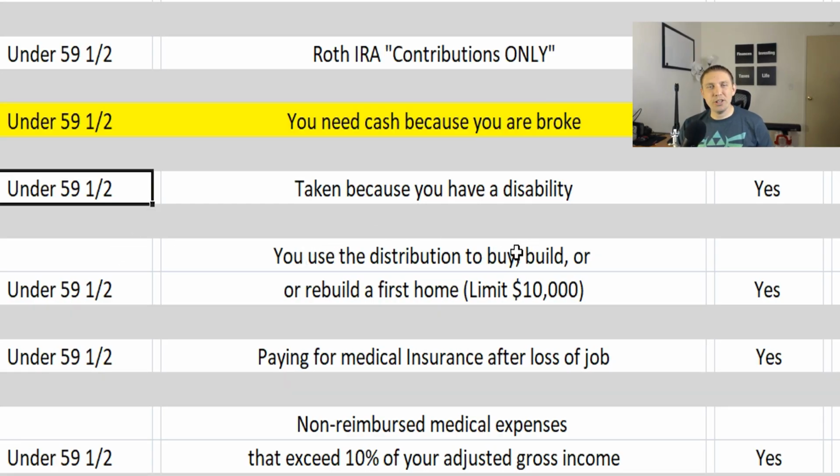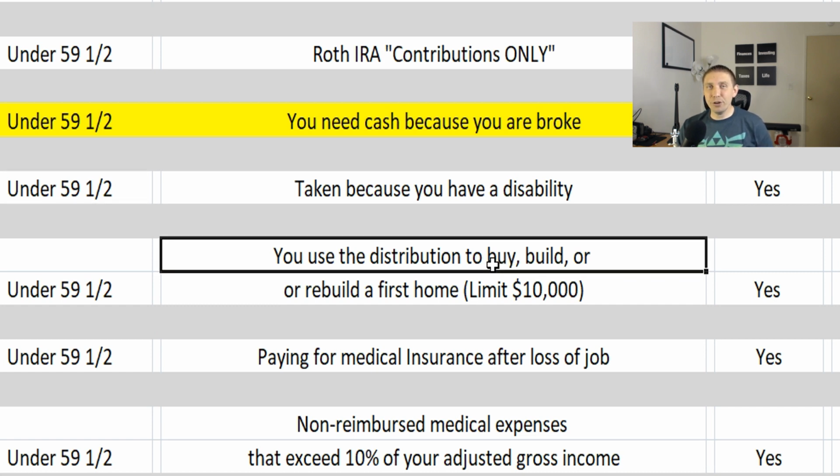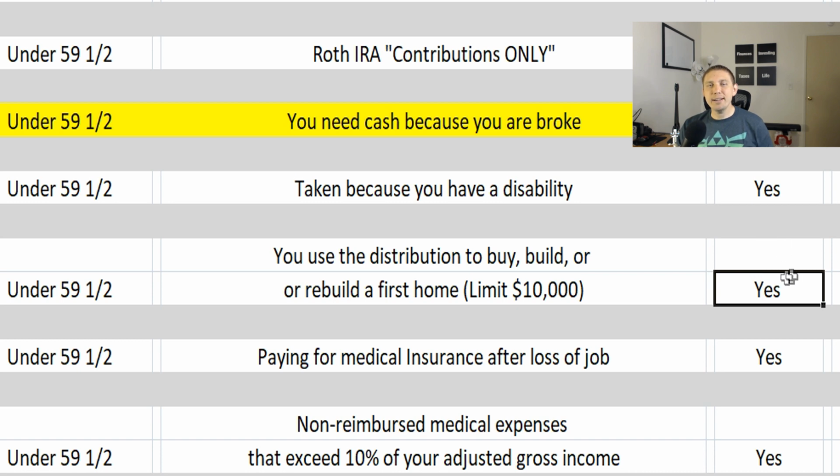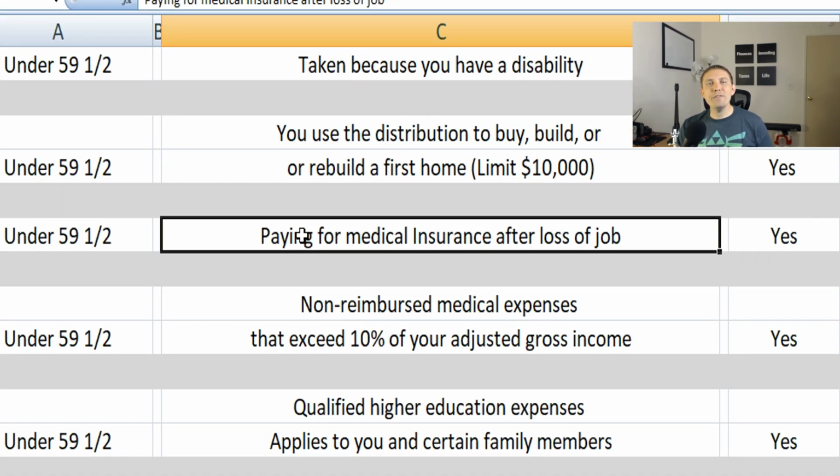Now, many of you heard there's exclusions for certain things where you can take money out and not be penalized, and that is true. For buying your first home, if you need to distribute money to buy your first property or build or rebuild your first home, then you can withdraw currently up to $10,000 from your Roth IRA, and it's known as a qualified distribution. No penalties apply.